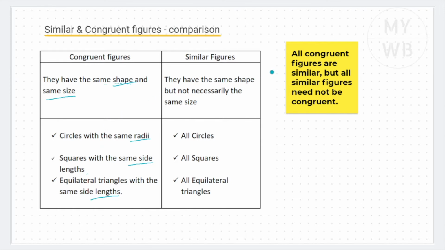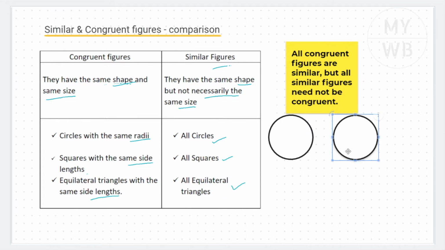Now, what about similar figures? These figures have the same shape, but their size need not necessarily be the same. Mostly the size is proportional and they're not necessarily the same size. So all circles, all squares and all equilateral triangles are similar figures. That is, all circles are similar to each other, all squares are similar to each other, and all equilateral triangles are similar to each other.